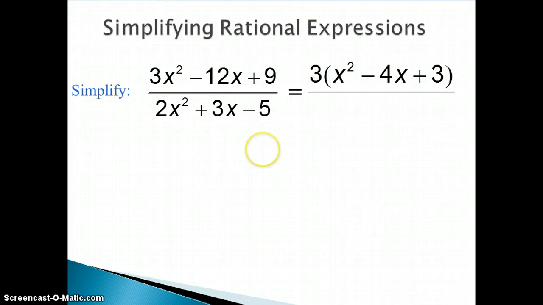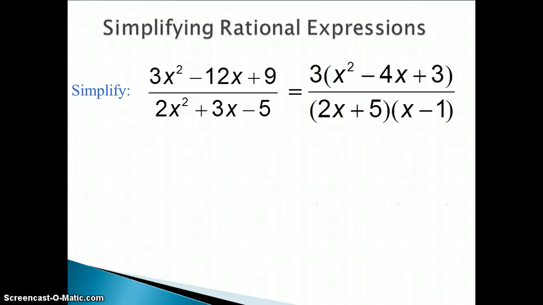Then we look at the denominator, and there is no greatest common factor. So then we would go ahead and factor that into 2 binomials. You might want to pause at this point and try to practice your factoring skills and factor the denominator. Notice that there is a leading coefficient that's not 1, so you need to use your factoring by grouping skills. And you should come up with the factors 2x plus 5 and x minus 1.